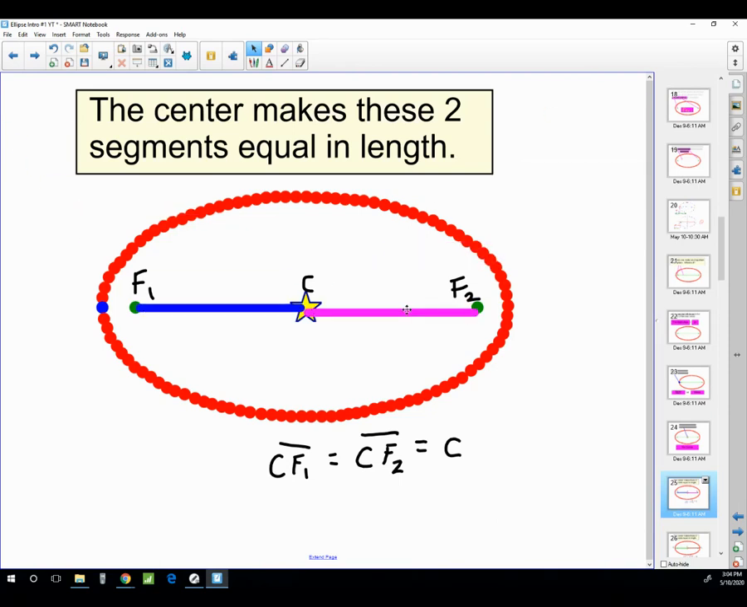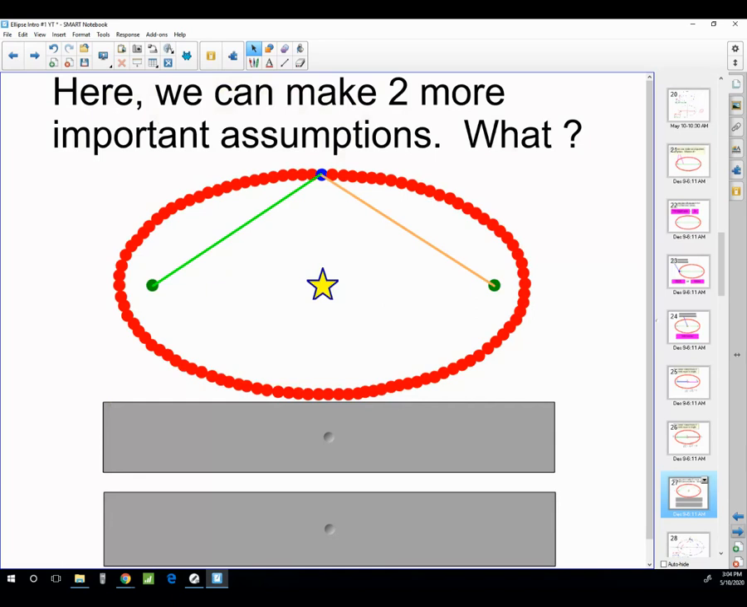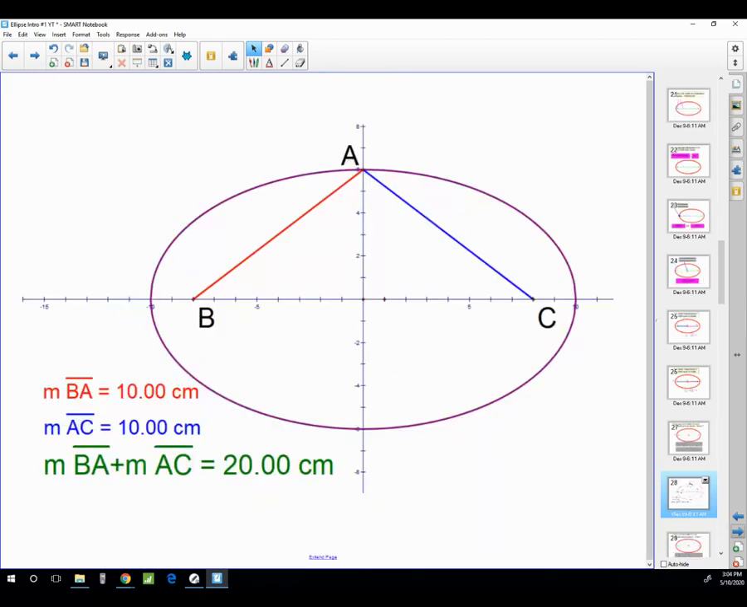The center does allow us to say that these two segments are equal in length, the distance from the center to each focus. And also, these distances are equal in length, the distance from center to vertex or major axis endpoint. A lot of vocabulary here. We like vocabulary. Here we can make some more assumptions. I mean, the more assumptions that we can make, the better off we are.